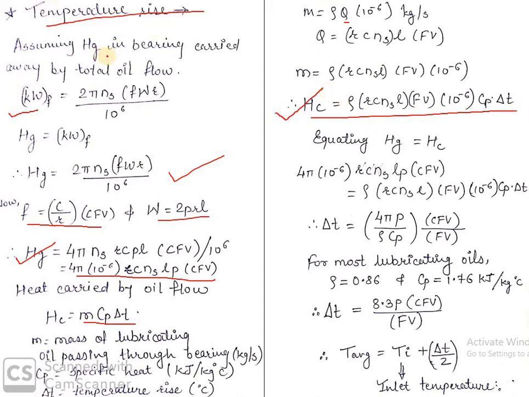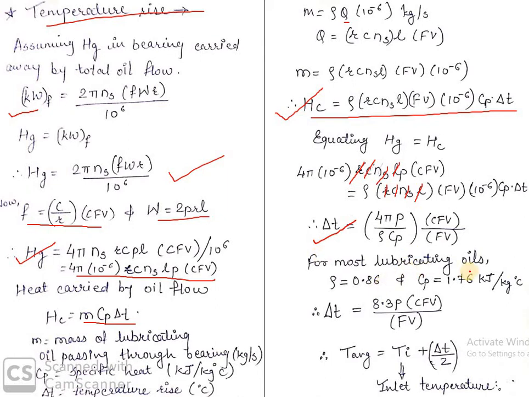We have assumed that whatever heat is generated in the bearing is carried away by the total oil flow. So equating these two equations, Hg equals Hc. On equating, some of the terms will get cancelled out. R, C and Ns will be cancelled, and L will get cancelled. The rest are the remaining terms. By rearranging, 4 pi P upon density into Cp into CFV upon Fv. That is nothing but the formula of delta T.